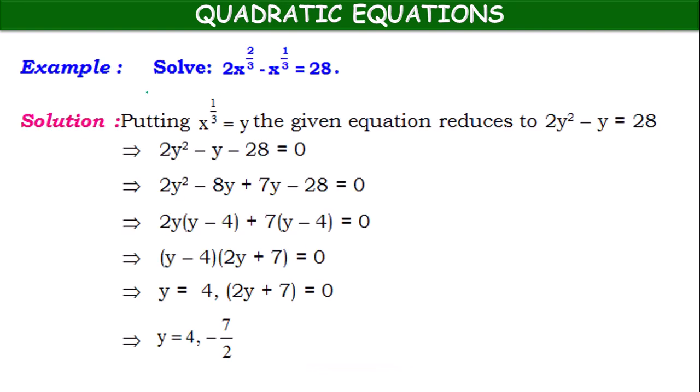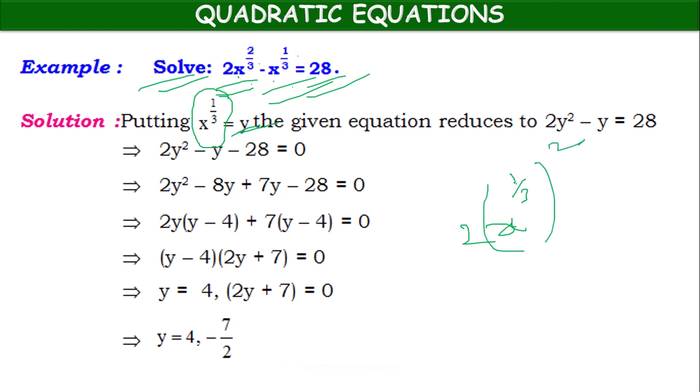Next problem. Solve 2x to the power of 2 by 3 minus x to the power of 1 by 3 equal to 28. Let's keep x power 1 by 3 as y. Then it can be written as 2 into (x power 1 by 3) whole square, because we are having 2 by 3, minus x power 1 by 3 equal to 28. If we take x power 1 by 3 as y, then 2y square minus y equal to 28.